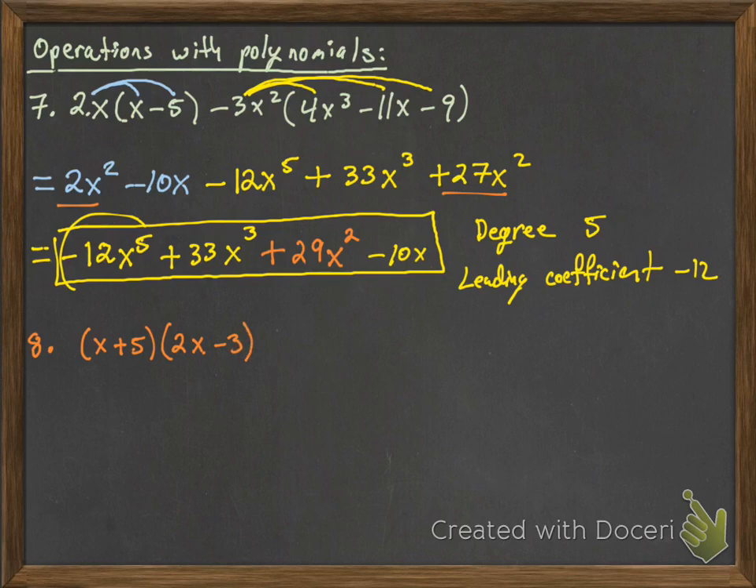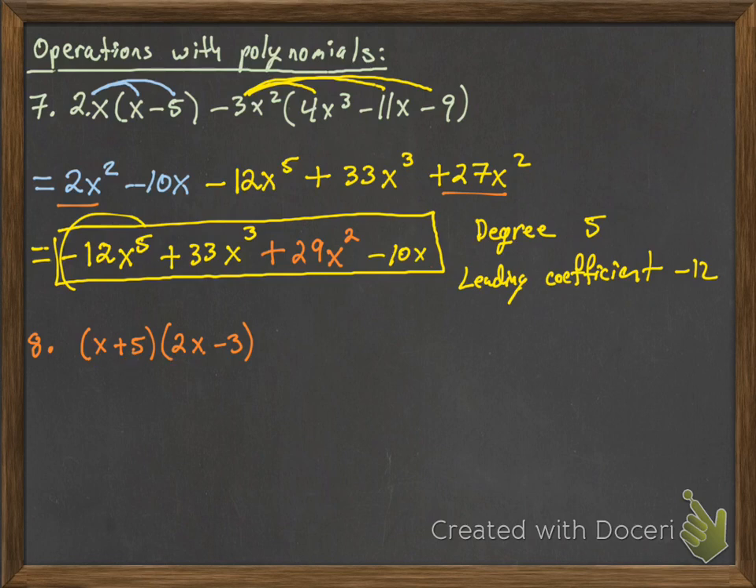Now this one's different than the previous one. Here we're multiplying 2 binomials. There's 2 terms. Terms are separated by plus or minus. The first 2 terms are x and 5. The second one is a 2x and a minus 3. Those are the 2 terms in each one.